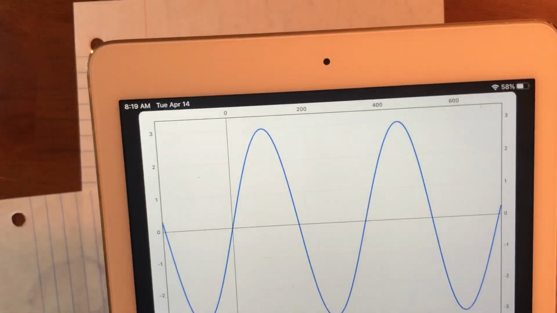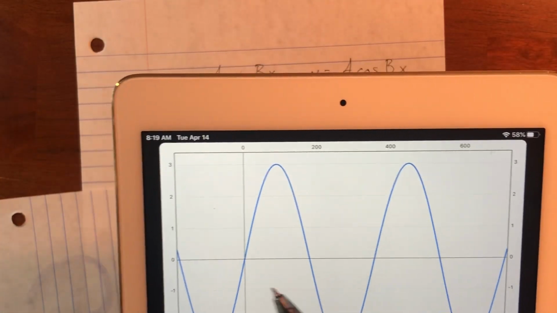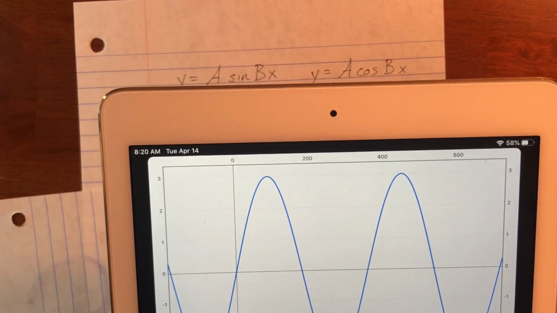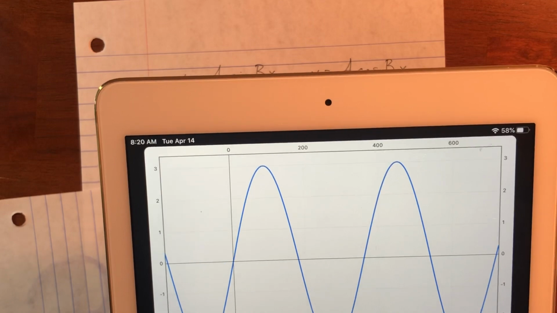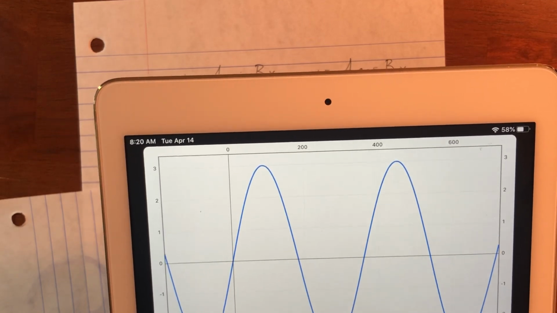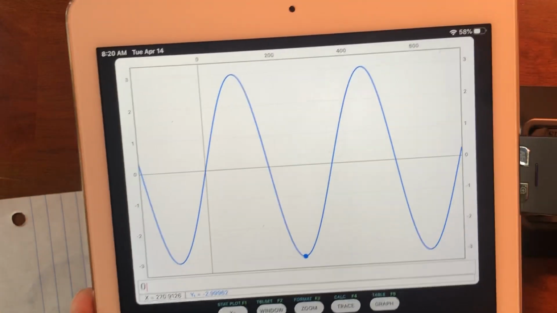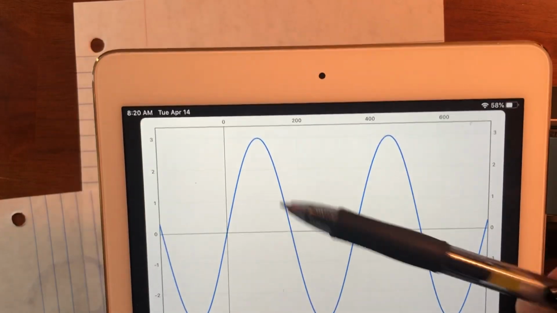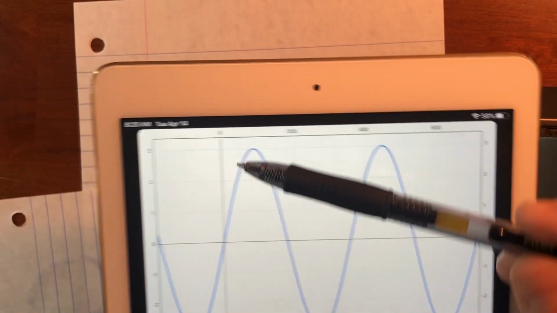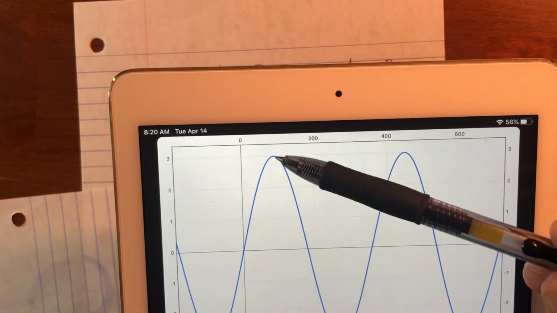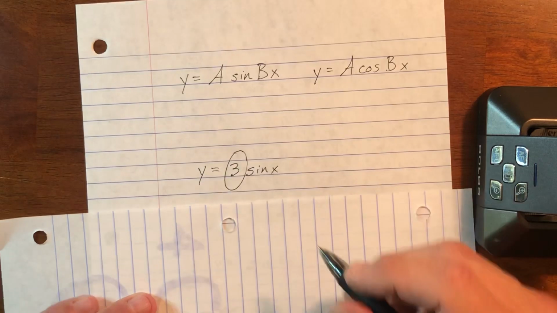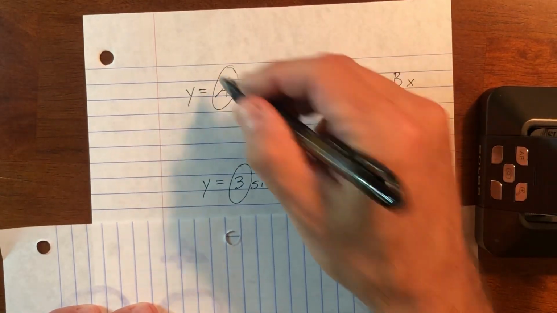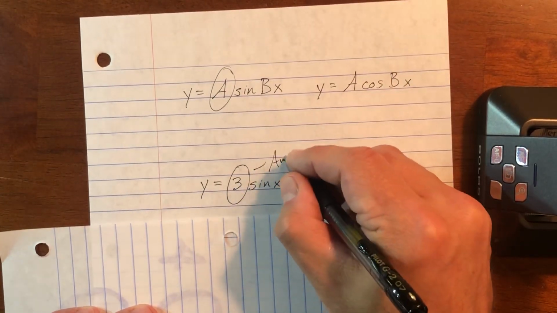All right, what happened? Well, it looks like the period stayed the same. I'm not sure why it's not letting me trace, but anyway, what happened to the amplitude? The amplitude, you can see, is now up here at 3. So what happened is this right here, this 3, which in our equation is the A, that controls the amplitude.